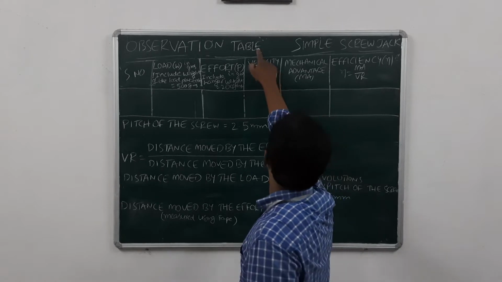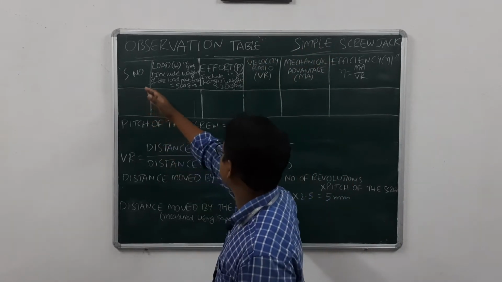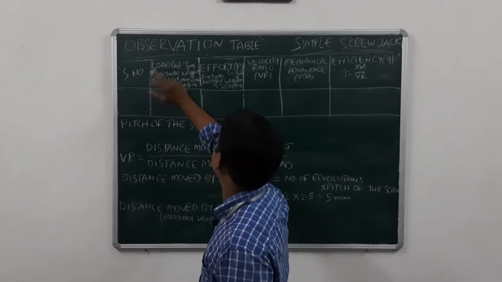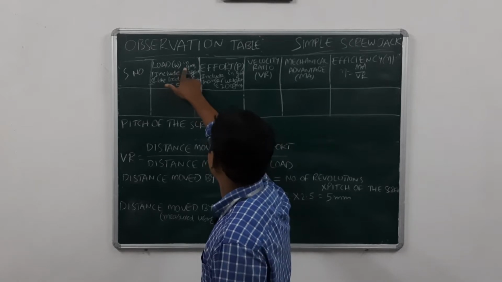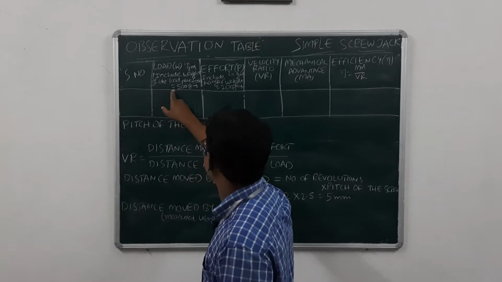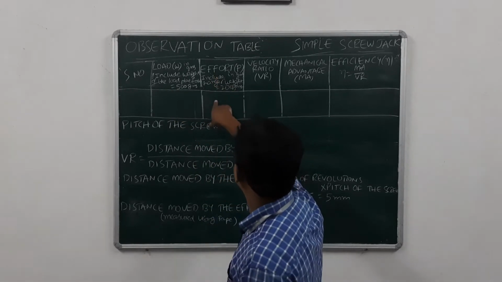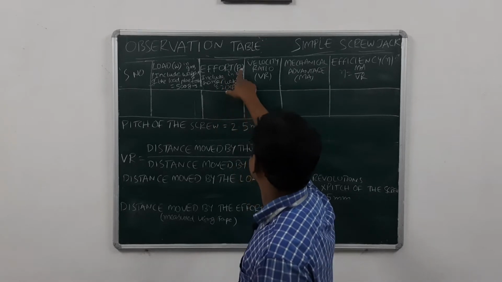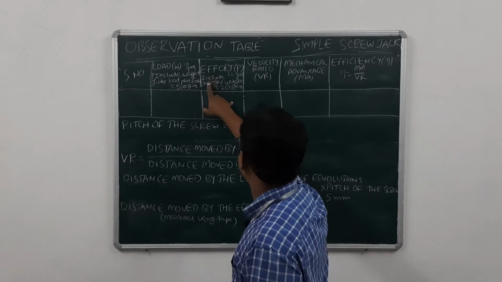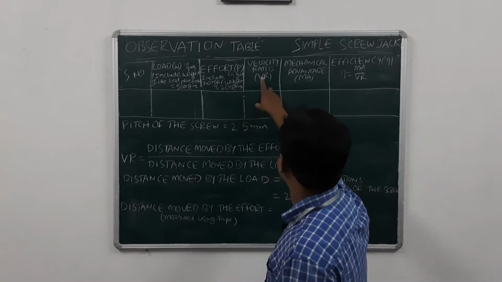This is the observation table of the simple screw jack experiment. Here you can see the serial number. This is the load column, load is denoted by W, the units are in grams. You should include the weight of the load platform, that is 500 grams, as I told you earlier. Then you note down the effort value in grams, symbol P. Here also you should include the hanger weight of 200 grams. Then this is the velocity ratio.